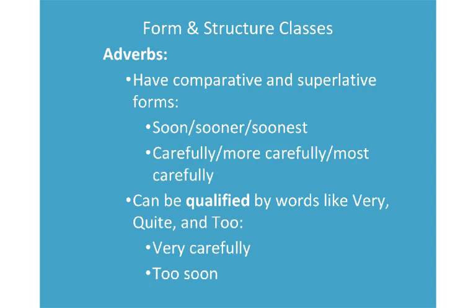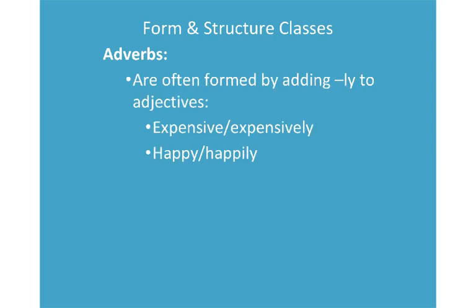Adverbs have comparative and superlative forms. So similar to adjectives, we can add on to the ending like er and est. Carefully, more carefully, most carefully, very similar to adjectives. It can be qualified by words like very, quite, and too. Very and too indicate that there might be an adverb afterward. Adverbs are often formed by adding ly to adjectives. So we can turn an adjective into an adverb by adding an ly. Expensive is an adjective, a describing word of a noun, and we can add ly to it and make it an adverb.